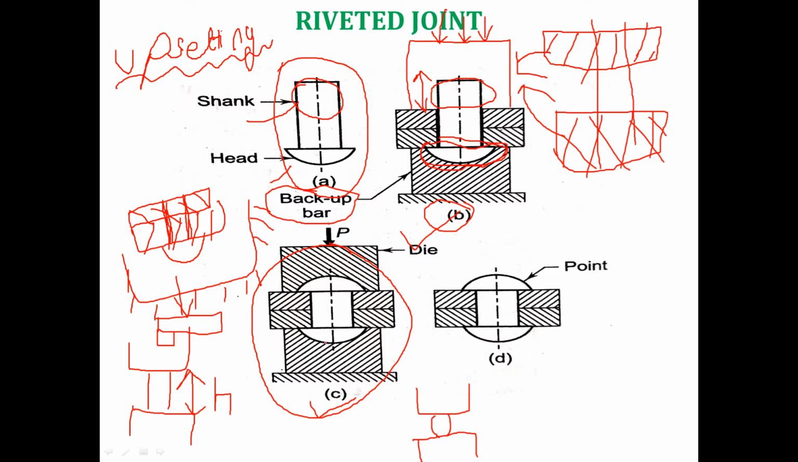Now you can see that part A is joined with part B by the help of a rivet joint, in which this portion is called the head, this portion is called the shank or body, and this top portion is called your point. And if you look at figure D, now we can call this figure D the complete rivet joint.